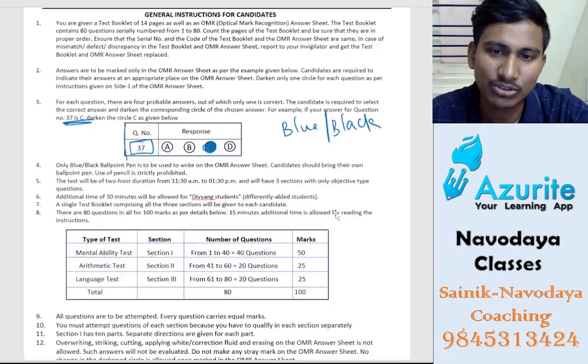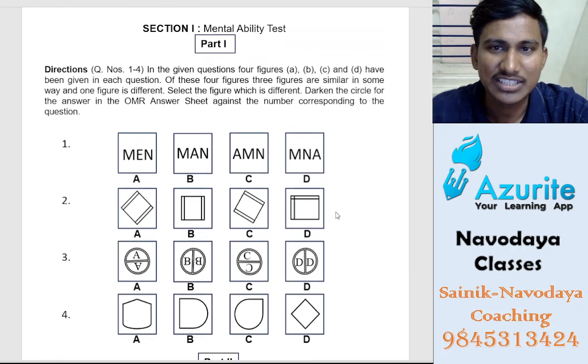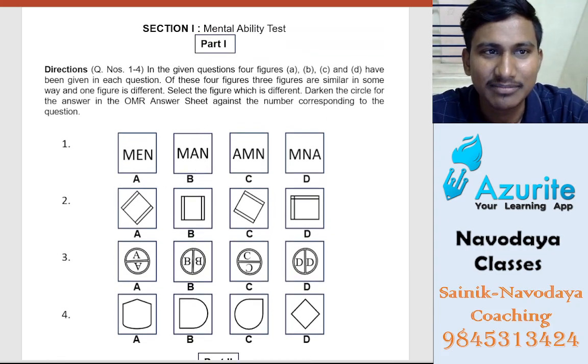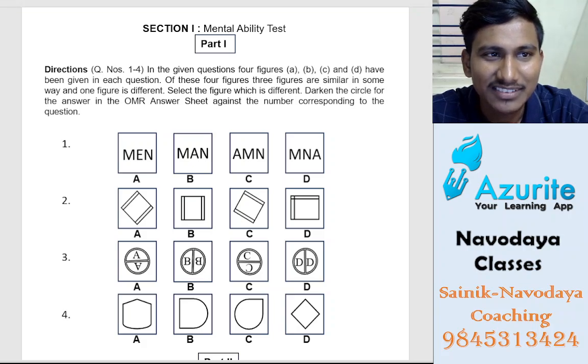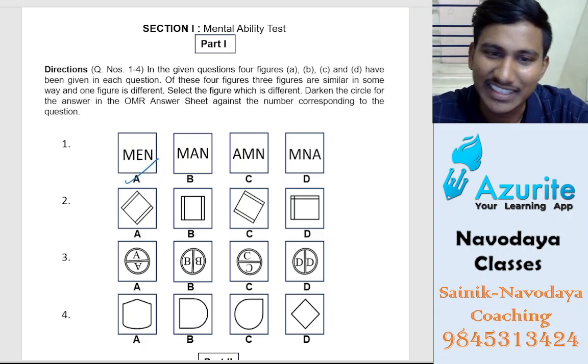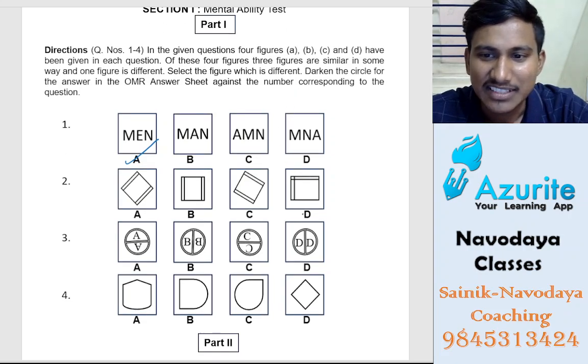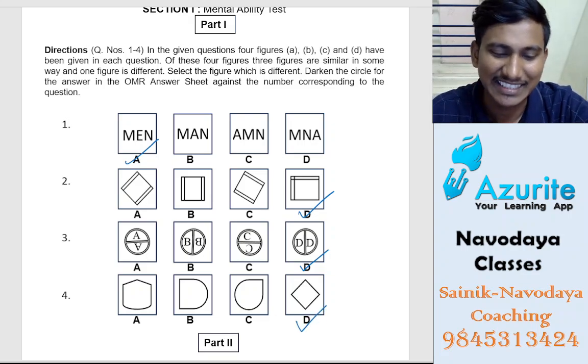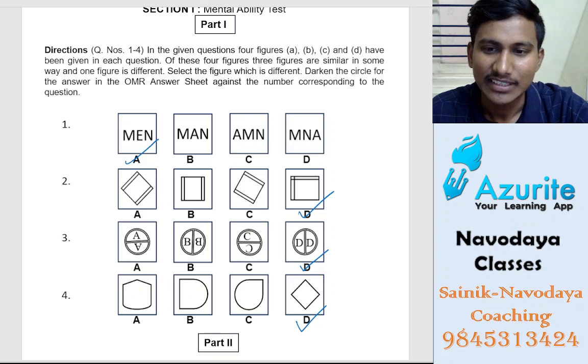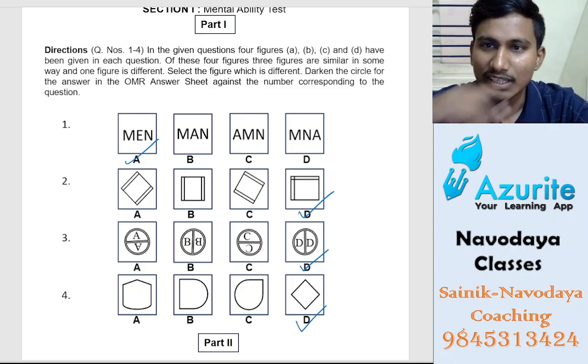So, should we solve the question paper? This is the odd one out. What is the first answer? Option A. Second one is option D, right? Third one is D. Fourth one is D, right? Yes.